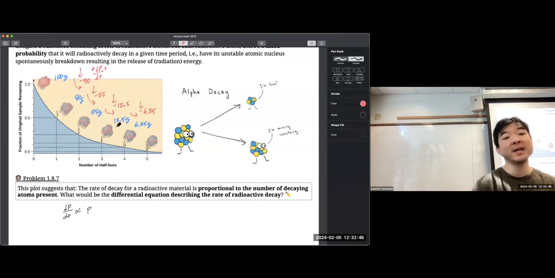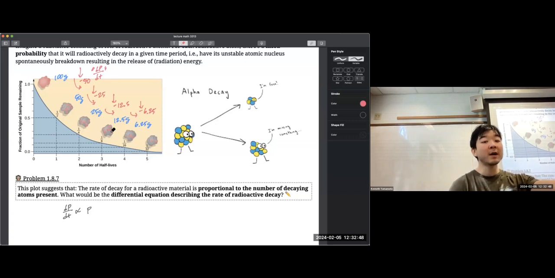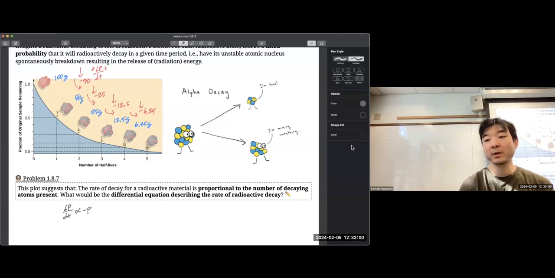So your dP over dt is proportional to how much you have at that time, but it's negative. So I'll just put that negative. And so you have negative P. And proportional means that your dP over dt, so your rate of change of your amount of atoms, if the plot is amount versus time, the rate of change of amount versus time is what feature of this graph? This slope, right?